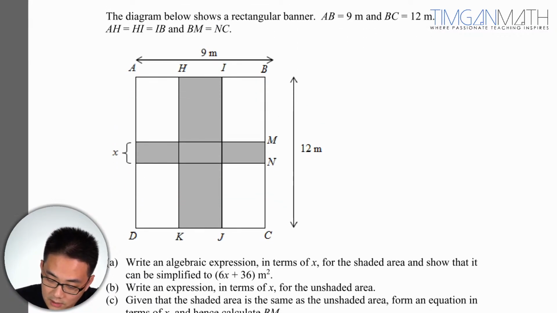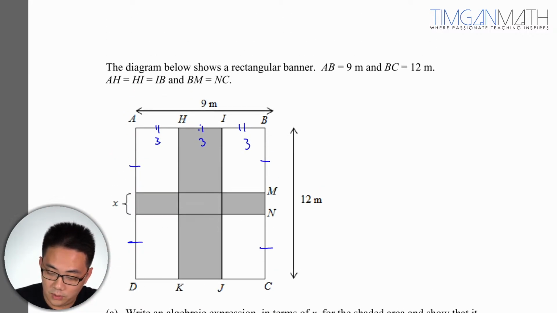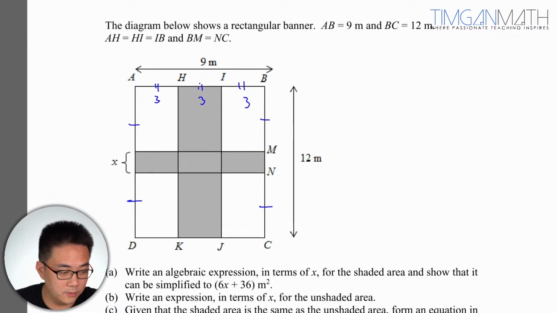So AB is 9, BC is 12. AH equals HI equals IB, meaning to say this is 3 meters, 3 meters, and 3. BM equals NC. This is a rectangle, so in other words, what is BM? We just find out what our BM is first. Once we find our BM, we are good.